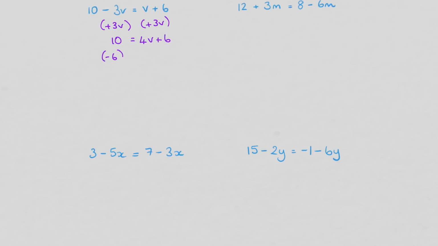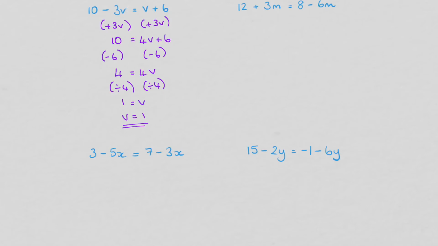So we take away 6 from both sides to give us 4 equals 4v. And then we're going to divide by 4 to give us 1 equals v. And then turn it round, v equals 1.